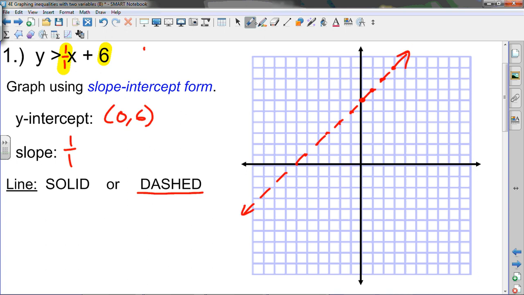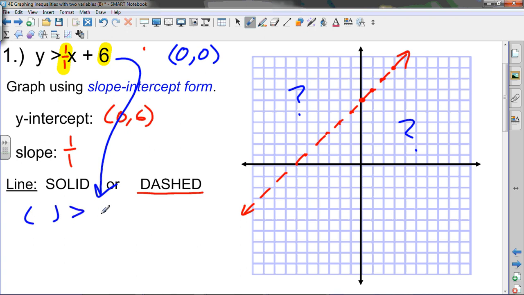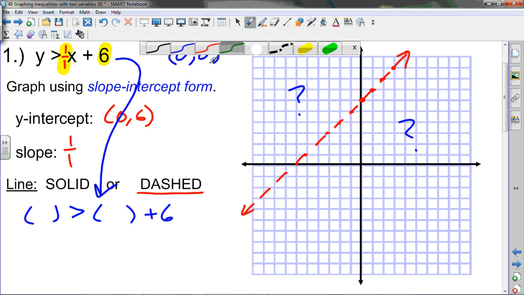So the question is, do I shade on this side of the fence or this side of the fence? Let's go ahead and test a point. I'm going to test 0, comma 0, again because it's easy. I'm going to rewrite the equation and plug 0 in for x and y. So we're going to plug 0 in here and 0 in here. We're testing this point: do I shade this side where the green dot is, or do I shade the other side of the fence? So let's plug it in.